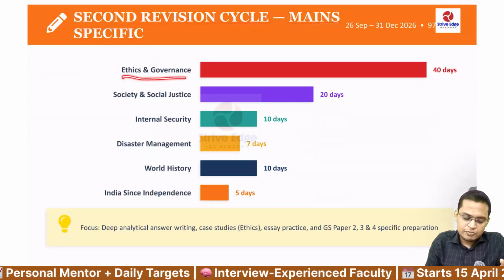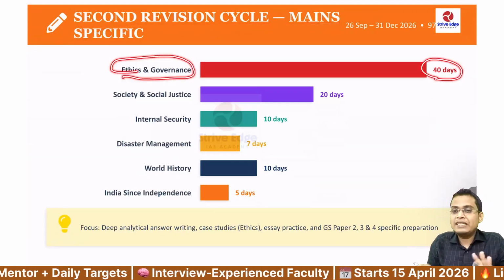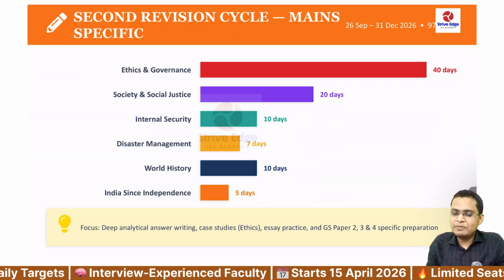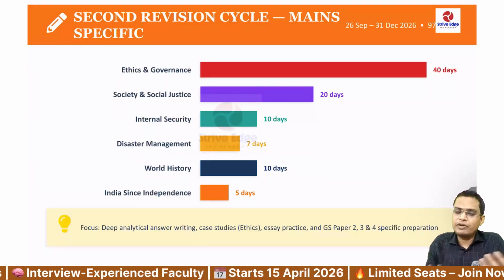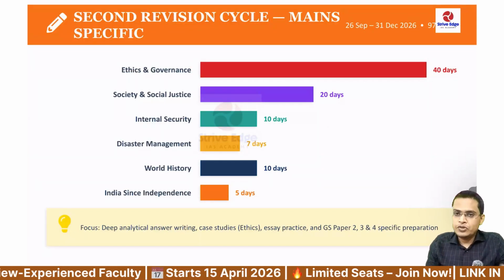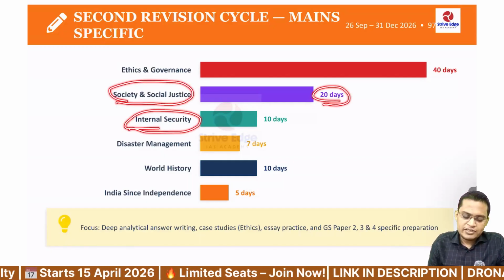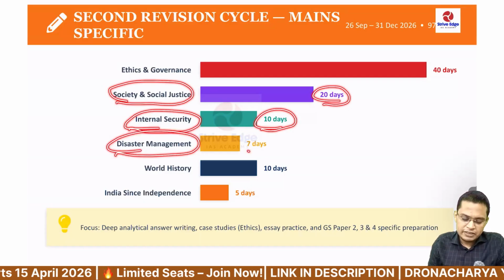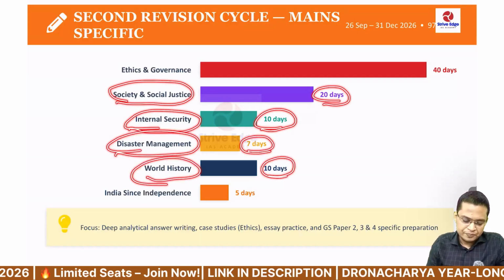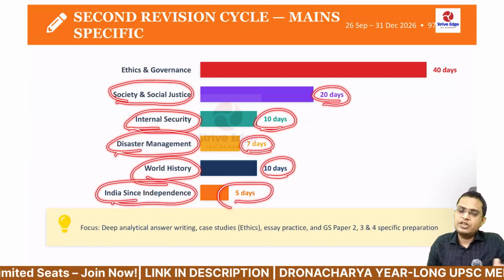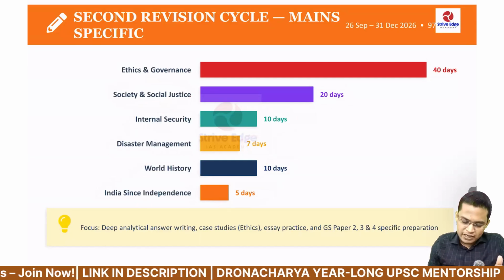So here the first priority is ethics and governance. You have to complete that in around 40 days. If you are competent enough, you are good enough, then you can complete it in 30 days also. So you have to modify a little bit. Society and social justice, you have to complete in 20 days. Internal security in 10 days. Disaster management in 7 days. World history in 10 days. India since independence in 5 days. So accordingly, you have to complete in the entire duration.